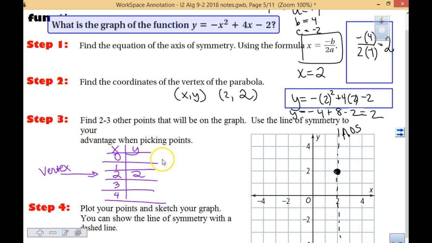So I am now going to go to my equation up at the top. And in that equation, you were asked to write y equals, it is going to be negative 0 squared plus 4 times 0 minus 2. Well, that's really nice, right? Because 0 squared plus that, it's just going to leave us with 0, negative 2.